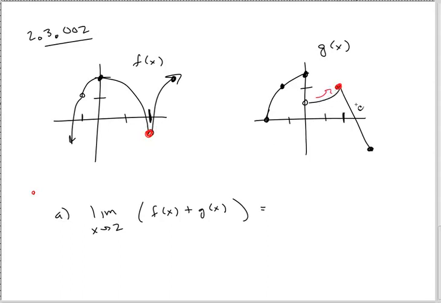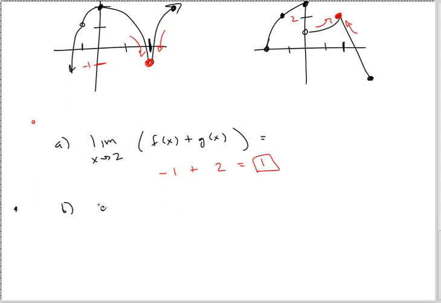Notice that the limit means I'm approaching from both sides, and they are both approaching the same y value. So what is this y value here? That one ends up being a negative 1, and this y value here is a 2. And so I have negative 1 plus 2, and yeah, that's a 1. And that is literally all we had to do. It's very simple to do these problems.